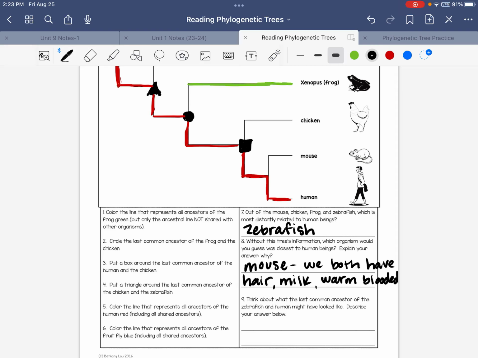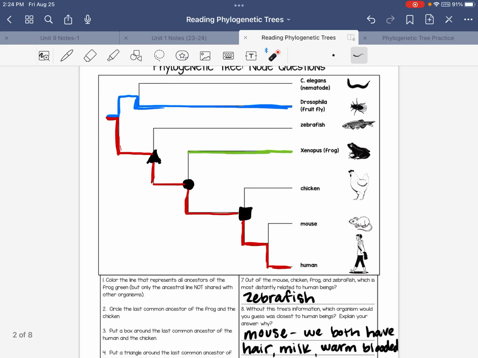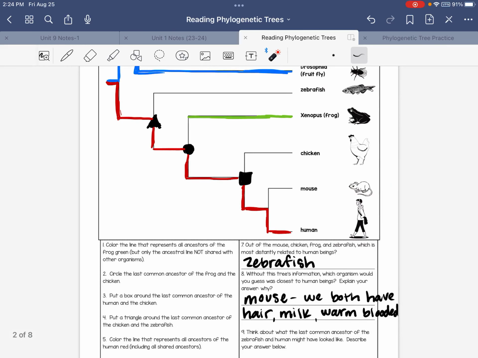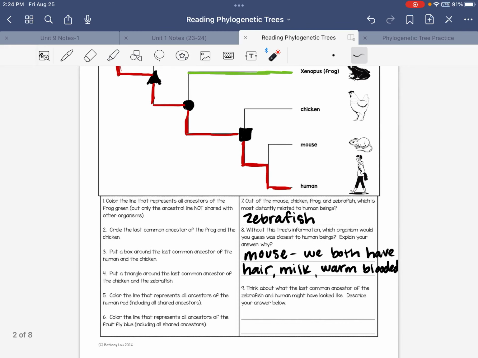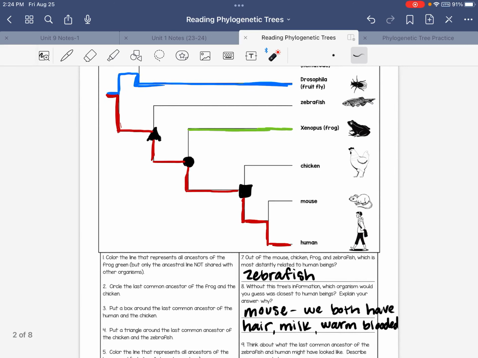Okay. Think about what the last common ancestor of the zebrafish and the human might have looked like. Describe your answer below. So our human is here. Our zebrafish is up here. And their common ancestor is the triangle here. We already identified that. So the question is, their common ancestor, this triangle, what did they look like? This is our ancestor. This is who we descended from, which I think is so cool. The question is, really, are they more fish-like or are they more human-like?